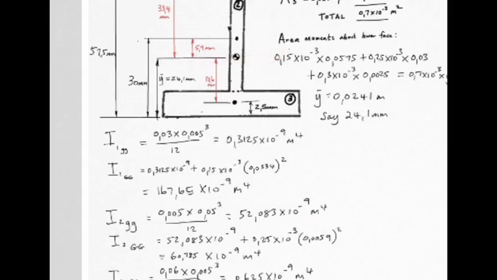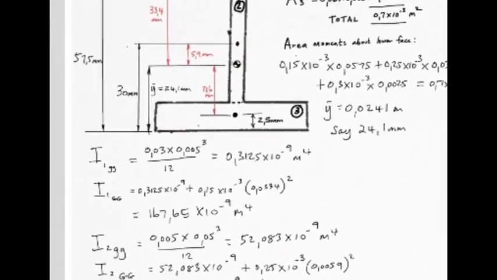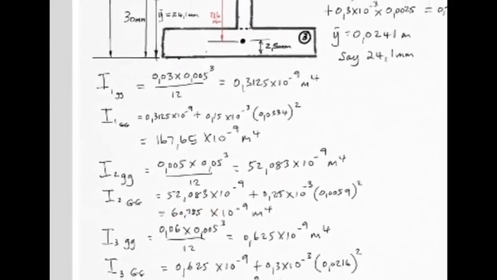axis down here, is the original I about its own centroid plus its area times the distance, very important, 0.0059 being the distance from its own centroid axis to the new one, which is 5.9 millimeters you'll work out. Okay, and that gets squared. So there's your answer, 60 and a bit times 10 to the minus 9 meters to the fourth.